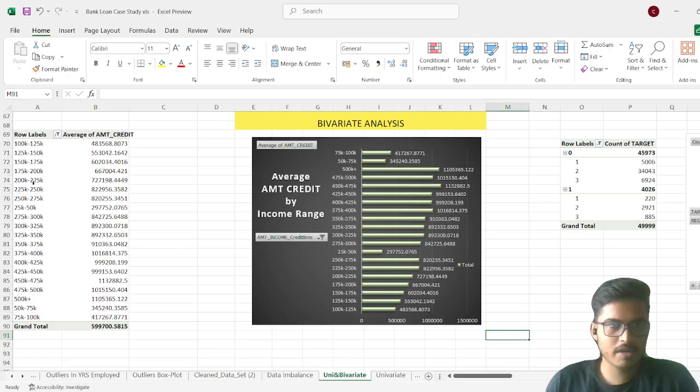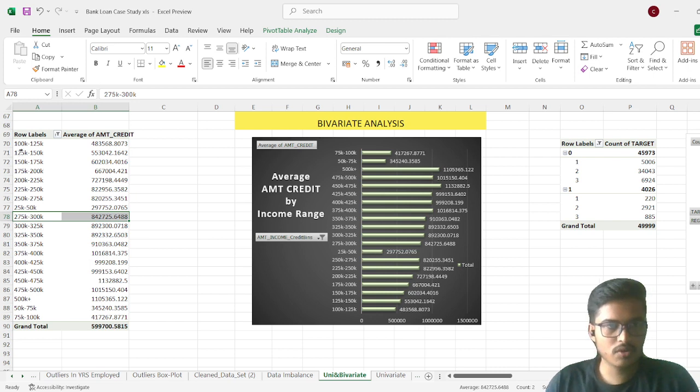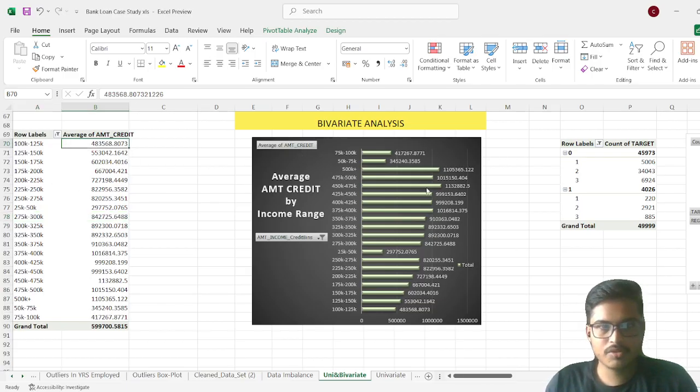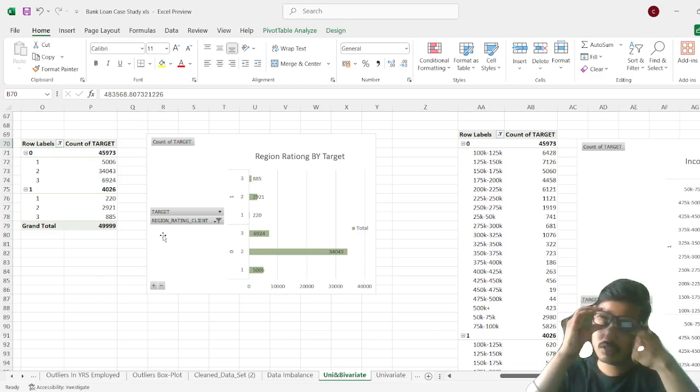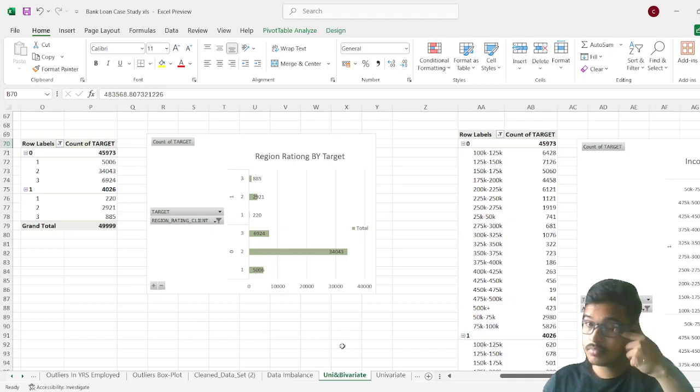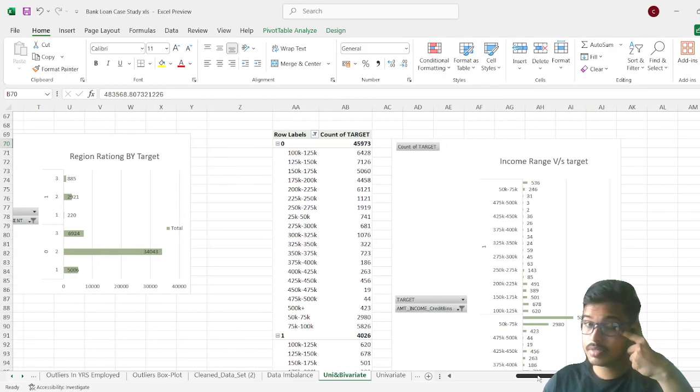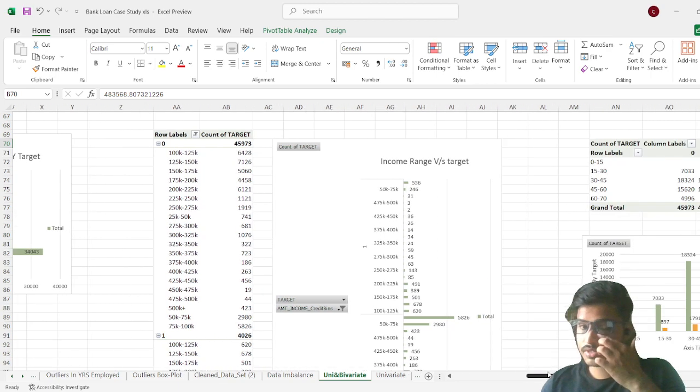So talking about this, we have used the pivot table here. On the row level, we have dragged the income range, and on the values column, we have dragged the average of AMT credit. Right? And then we have used a bar chart to represent this. Same thing we have done here in the region rating by target, again with the count of target by the income range. The income range versus target, this was the graph representing that.